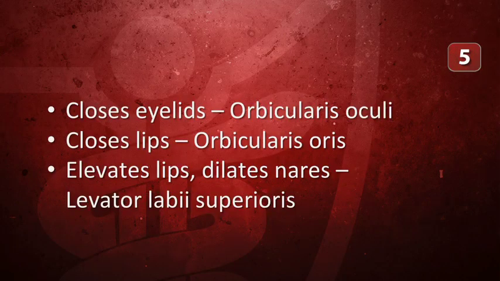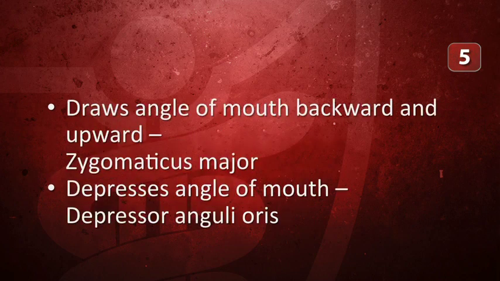Next, which facial muscle performs the following action? So first we have closes eyelids, that's going to be the orbicularis oculi. Closes lips, that's going to be orbicularis oris. Elevates lips and dilates nares, that's going to be levator labii superioris. Draws angle of mouth backward and upward, that's going to be the zygomaticus major.